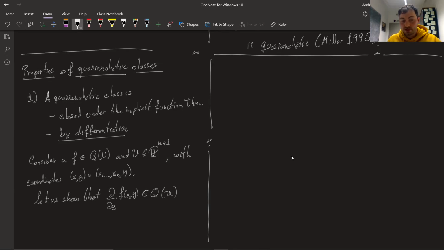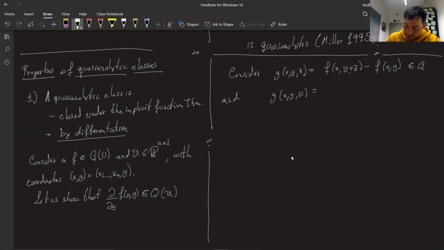The first thing that we're going to remark is that we can define another quasi-analytic function here. Consider the function given by g(x, y, z), which corresponds to f(x, y+z) minus f(x, y). Just by using that it's closed by composition, this is a quasi-analytic function. Moreover, g(x, y, 0) is equal to 0.